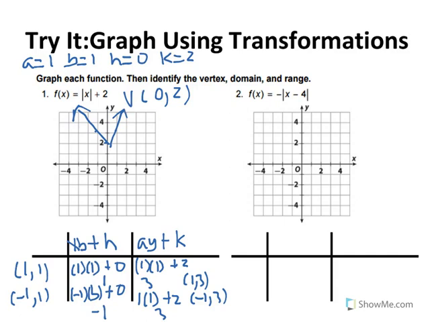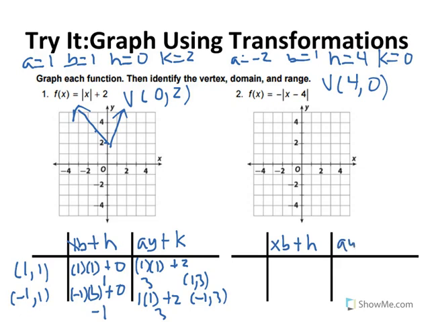And then for number 2, if you look at our parameters, A is negative 2, B is 1, H is 4, and K is 0. So the vertex is 4, 0. So we said xb plus h, ay plus k. We start out at 1, 1. So we said 1 times 1 plus 4 and negative 2 times 1 plus 0.